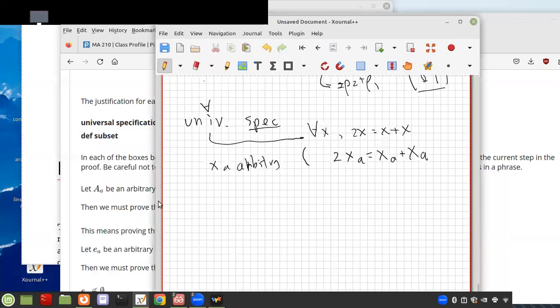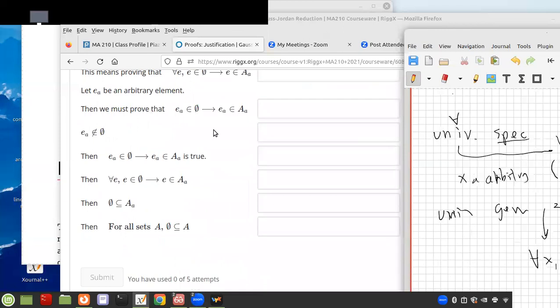And then the other way is universal generalization, which just goes back. If you knew that 2X_A equals X_A plus X_A, and this is arbitrary, then you can conclude for every X, 2X equals X plus X. So it's sort of like going from the universal statement to the arbitrary but specific, or going from the arbitrary but specific to the universal statement. They're sort of opposites, and they allow you to talk about individual stuff in here.